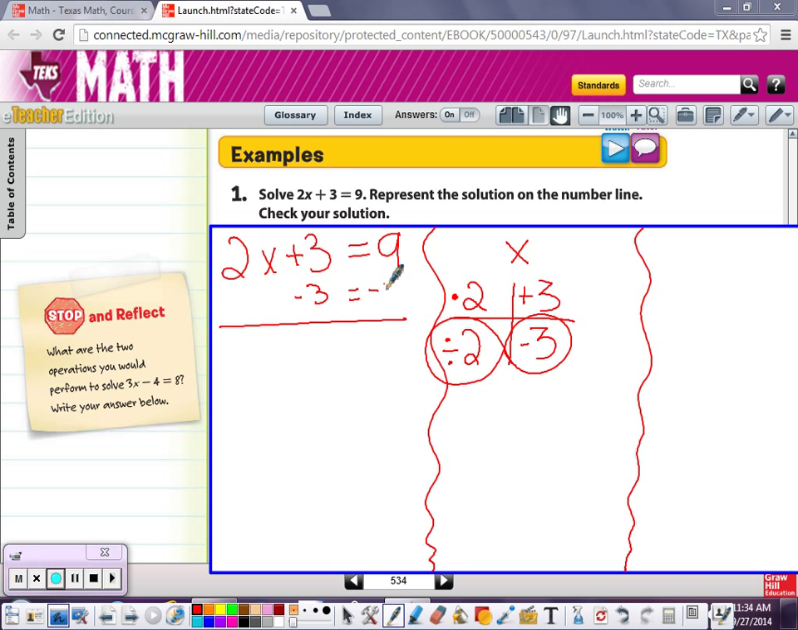And I'm also going to subtract 3 on the right-hand side, because remember, when I have an equation, whatever I do to the left-hand side, I have to do to the right-hand side in order to keep this whole thing balanced. I didn't touch the 2x over here, so it's just going to fall right on down.